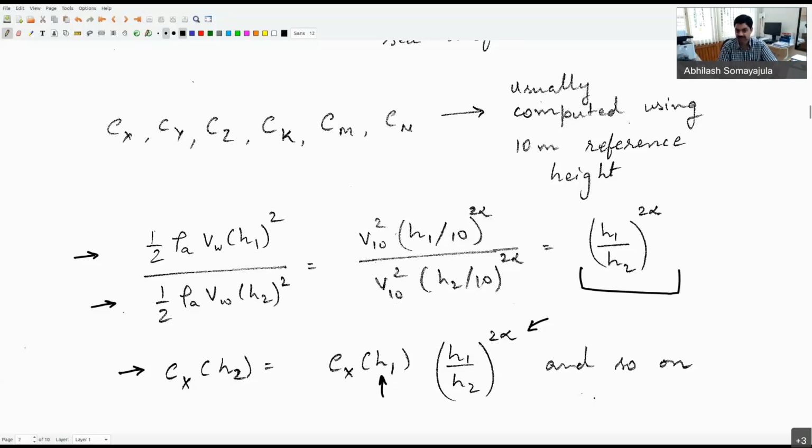I can either convert the velocity I measure to a reference value of V10, or I can compute the new coefficients given that I know the coefficient specified at a reference height of 10. Tell me this is making sense? Yes?